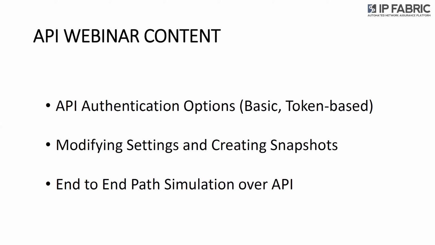The third part will be the end-to-end path simulation over API. We know that IP Fabric has a unique capability to simulate the end-to-end path of an application from the source to the destination IP and protocol. It's practically the simulation of the routing and switching and the security portion through your network model in the IP Fabric. So let's get to that.